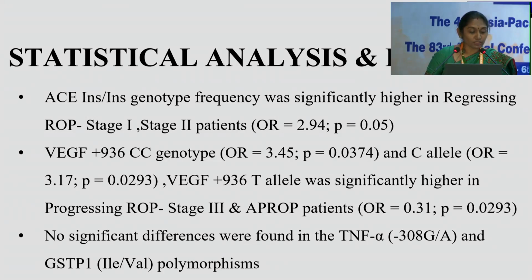And as I told, the ACE insertion genotype frequency was higher in stage 1 and stage 2 regressing patients. And the VEGF 936 CC genotype, C allele and T allele were significantly higher in progressing ROP, stage 3 and AP-ROP patients. And no significant differences were found in TNF alpha or GSTP polymorphisms.